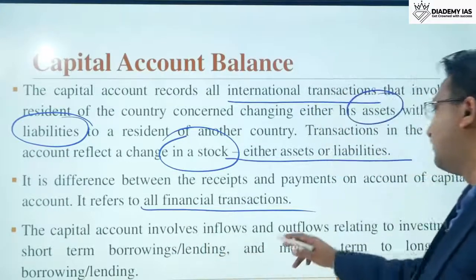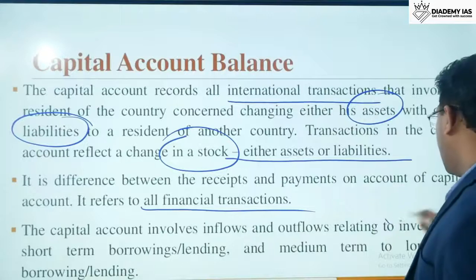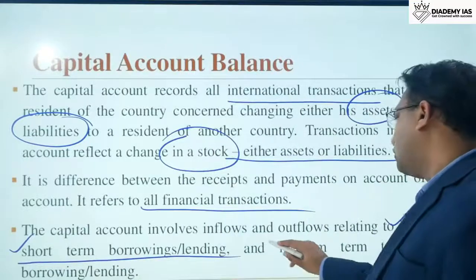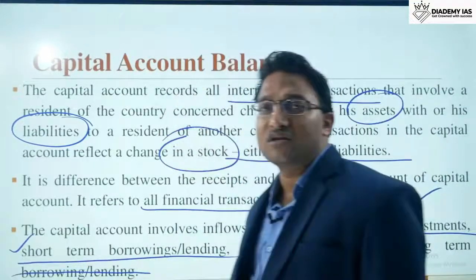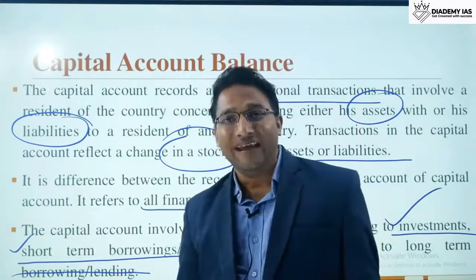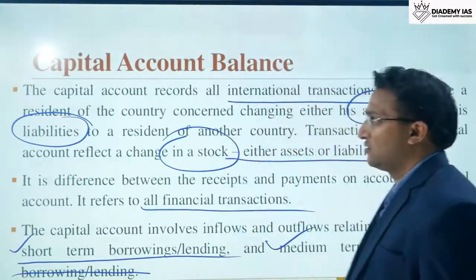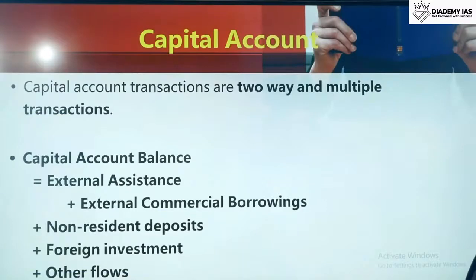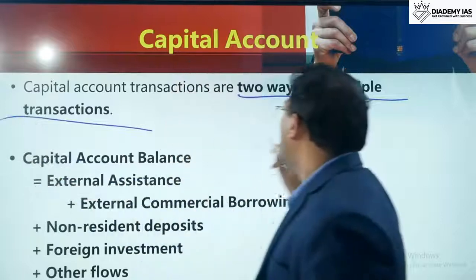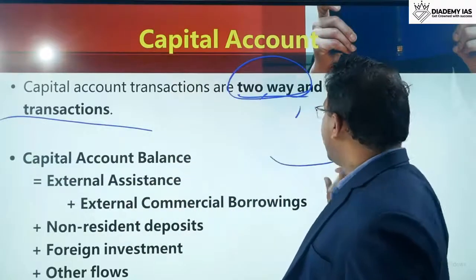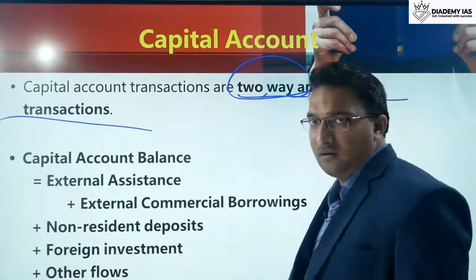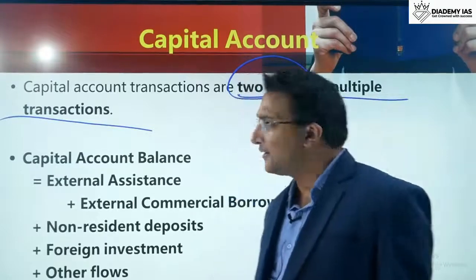The capital account involves inflows and outflows relating to investment. So it will cover transactions like investment, short-term borrowings or lending, medium to long term borrowing or lending. So all the transactions in the form of borrowing, lending, investment, FII, FDI, ECB, bank credit, all these are covered in the capital account transactions. So now here you can see capital account transactions are two-way and multiple transactions, right? So two-way means that first there will be receipt of the loan and then it will be repaid. Right. So one example is the loan, right?